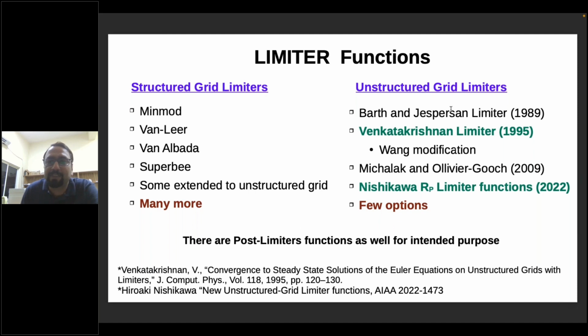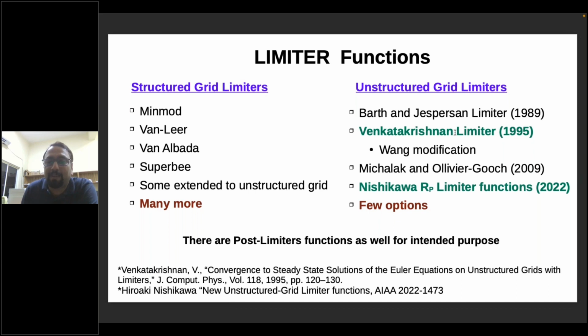Coming to unstructured grids, the first example was the Barth and Jespersen limiter in 1989. This was the first successful application widely used in unstructured grid codes. Later on, it had issues with non-differentiability of the function. So the Venkatakrishnan limiter, which is still very popular and used across even commercial codes, is a differentiable function, and he treats things to improve the iterative convergence as well. There was a Wang modification subsequently, around 2000 or so, to further improve this convergence part.